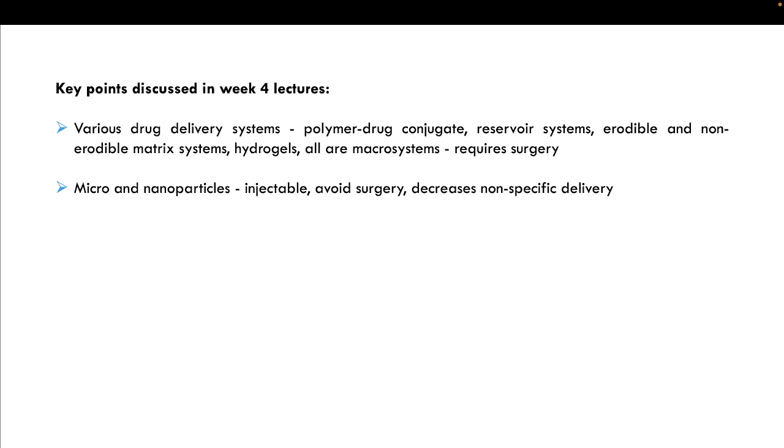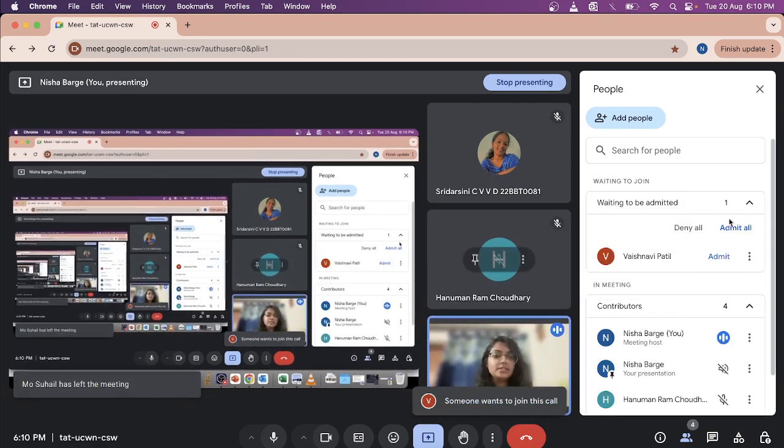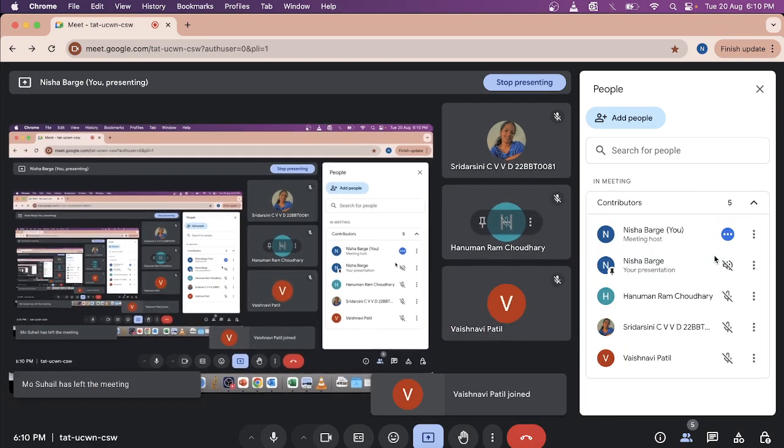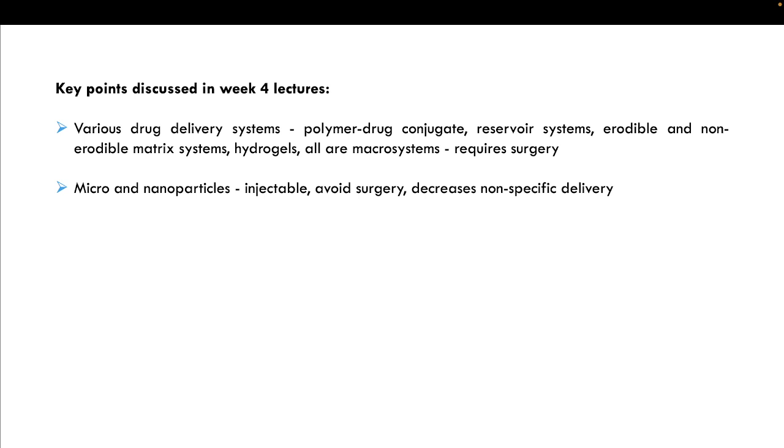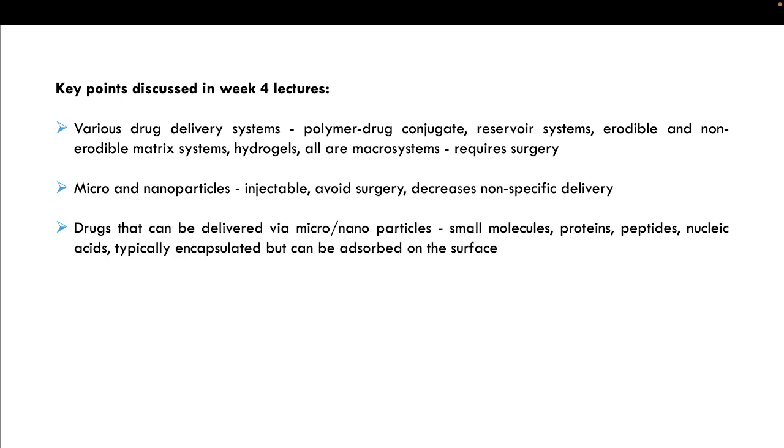So in that case, it will be a very specific and very targeted delivery. So these are some of the advantages of having micro and nanoparticles. Now, there are various kinds of drugs that could be delivered via micro and nanoparticles. These could be your small molecules, or they could be your proteins. These could be peptides. You can also deliver nucleic acids in this system.